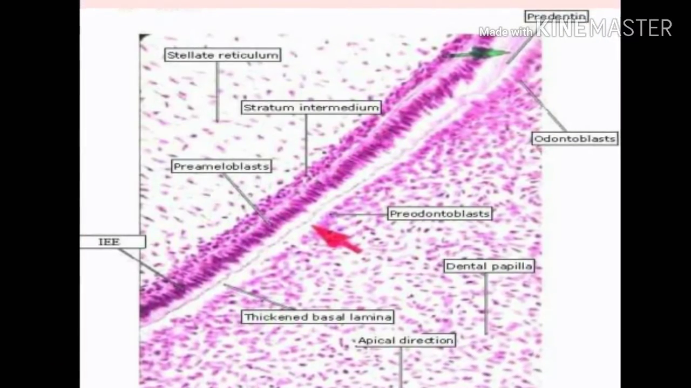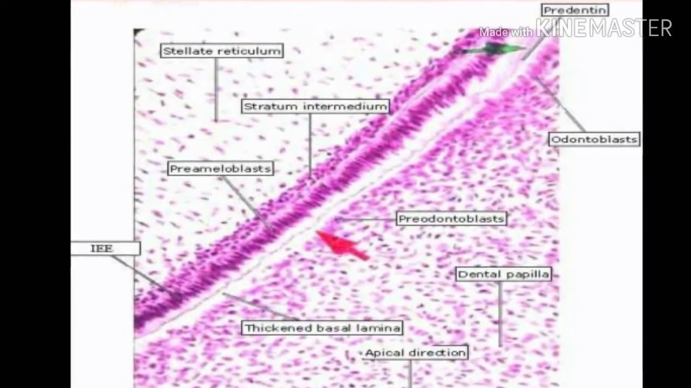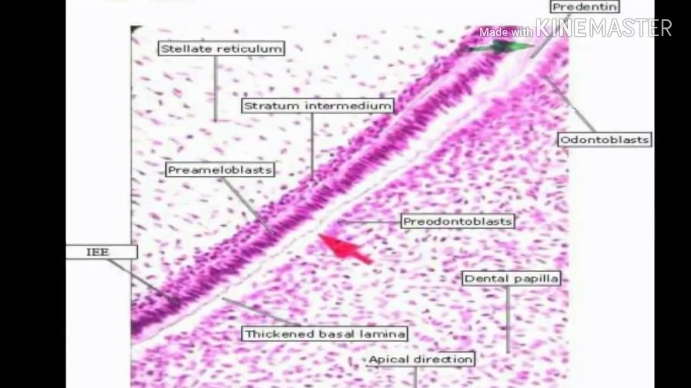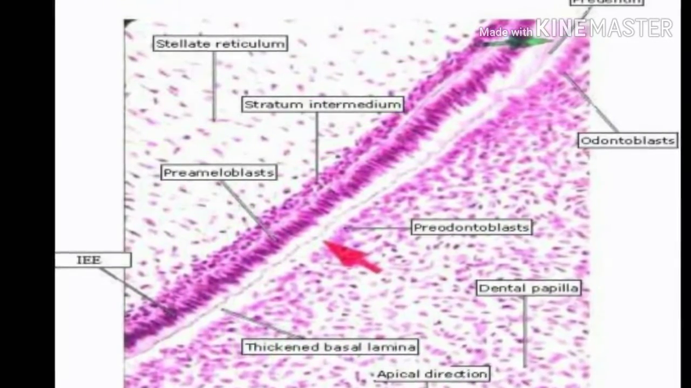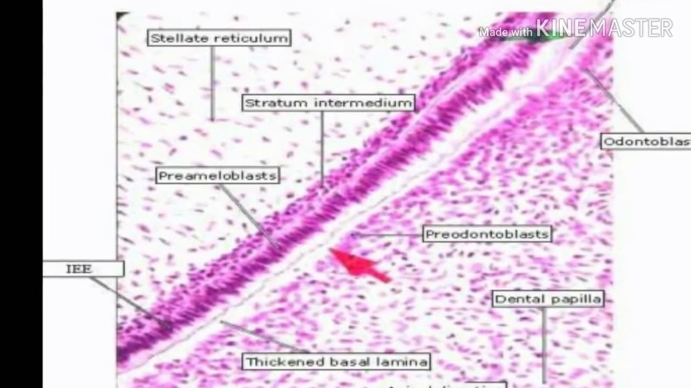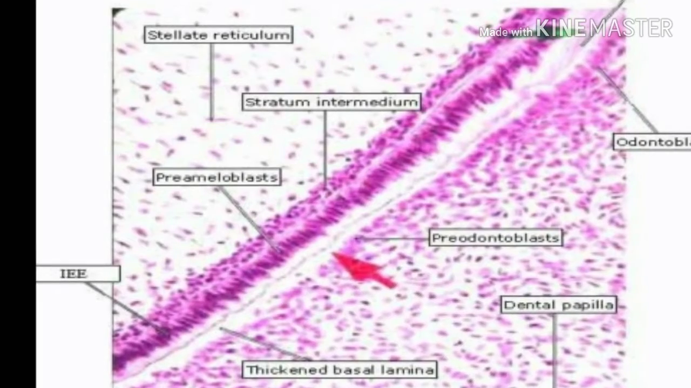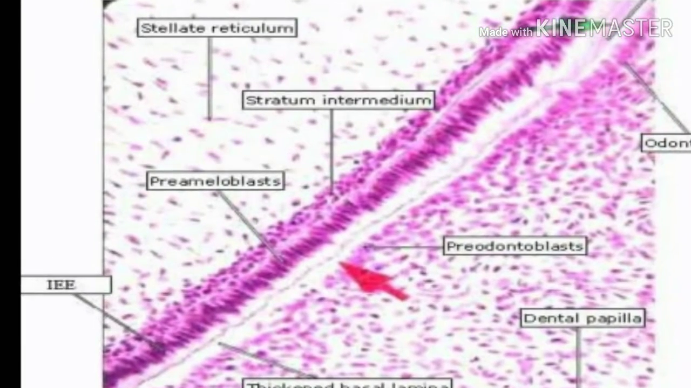The histologic figure shows the enamel and dentin, the pre-ameloblast of the enamel and the pre-odontoblast of the dentin. The developing enamel consists of the stellate reticulum, stratum intermedium, and inner enamel epithelium. The basal lamina is also shown in the figure. The dental papilla and the predentin are shown, also showing their direction of growth.